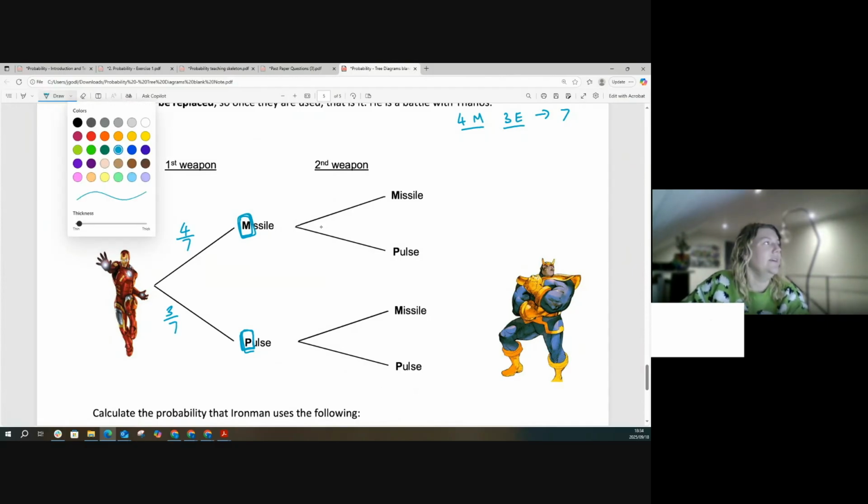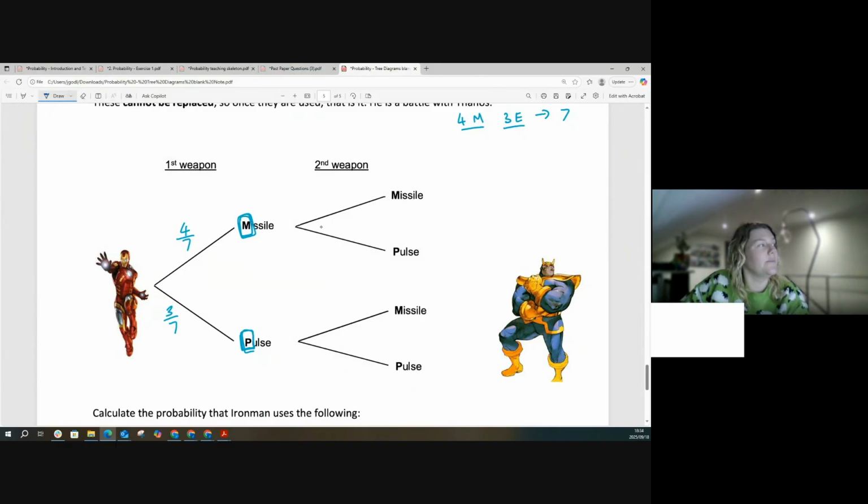This is where it gets sneaky. So we're not replacing it. Okay, so now I've used a missile. That means that I only have 6 weapons left because I've already used one, and I've used a missile. So what's my probability now of throwing a missile? Three out of 6. Good, because I've used one of them.